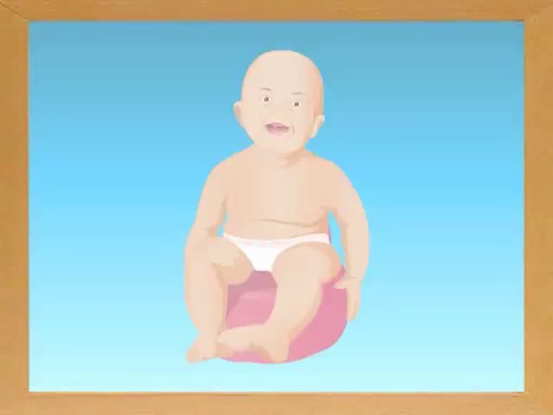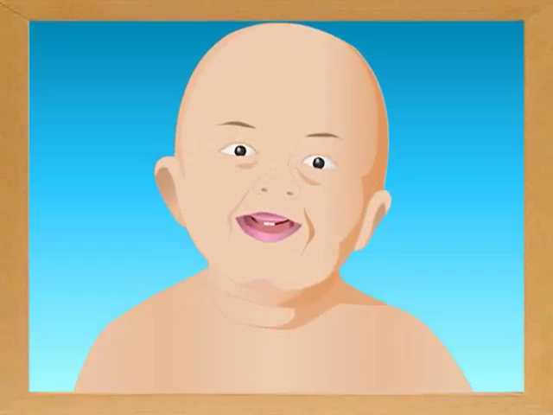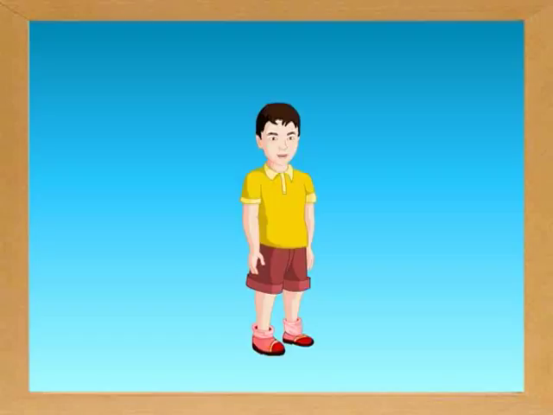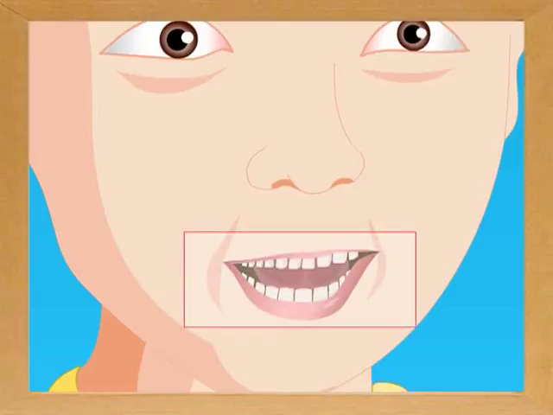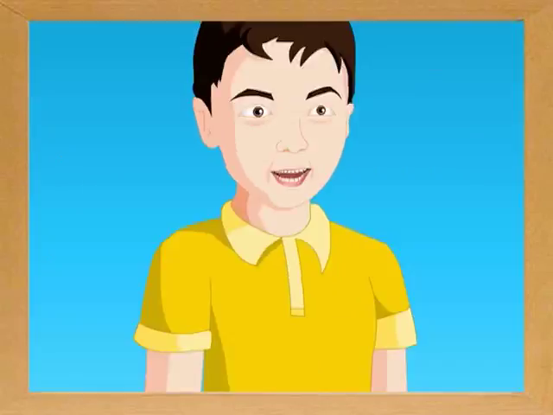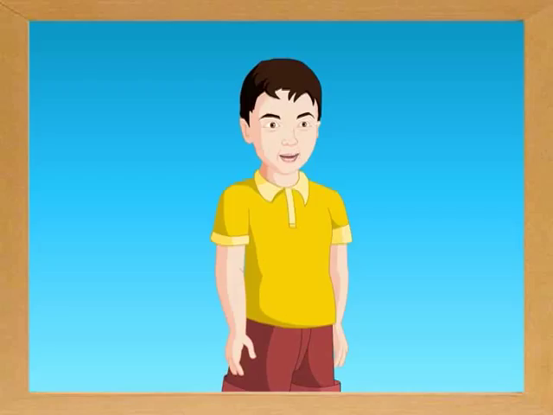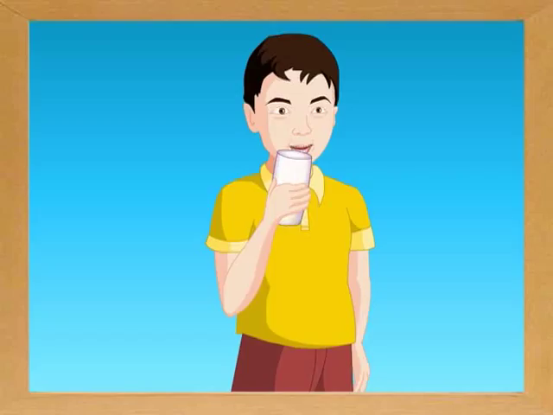Do you know when you got your first tooth? Yes, you got your first tooth when you were a baby, that is 6 or 7 months old. By the time you were 3 years old, you should have had 20 teeth. The first set of teeth is called milk teeth. It is essential to take nutritious food, especially milk containing calcium, which should be taken in large quantities.